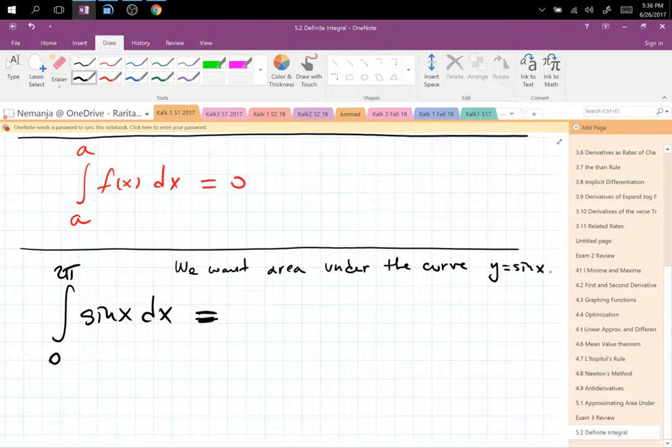You're getting 0, right? But we know that's a wrong answer. This calculation, by what you know so far, you are supposed to get a 0, which is a wrong answer. So there are some forces at work that we have to address.